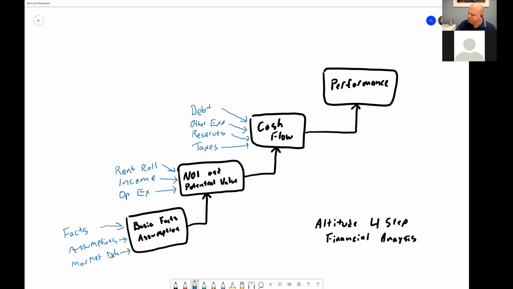And so in performance we consider a few other things. We consider the purchase and the sale. We consider the equity. And then we consider measures.